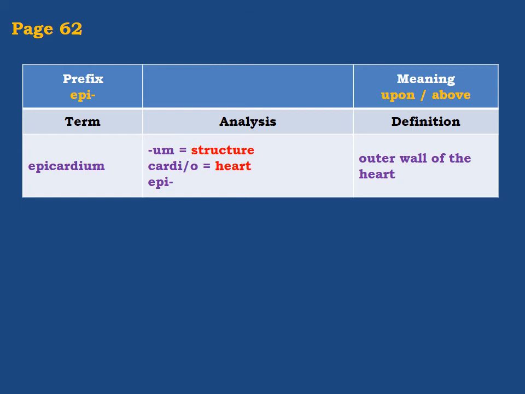The next prefix we have is epi, and it means upon or above. The term epicardium. Now, cardi, you know it, means heart, right? Epi means above or upon. Now, the full meaning is outer wall of the heart. The heart has a wall, and this wall actually is made of 3 layers, one on top of the other. The outer wall, which is on the outside of the heart and covers the whole heart, the medical term for that is epicardium.